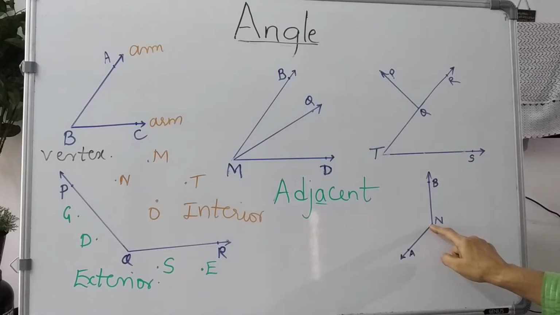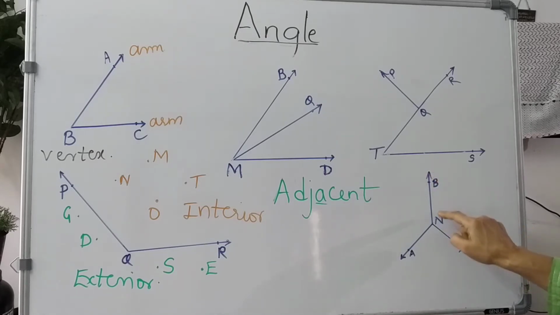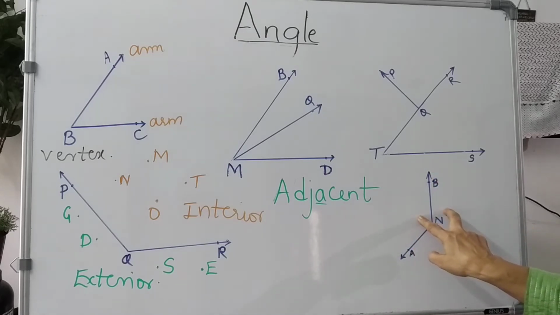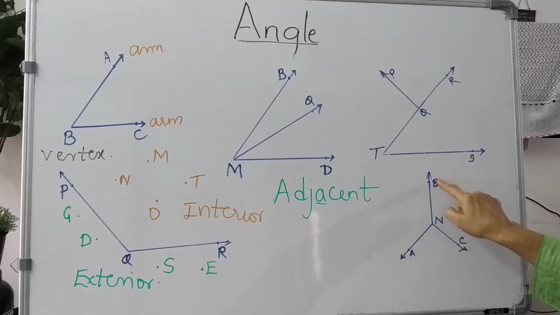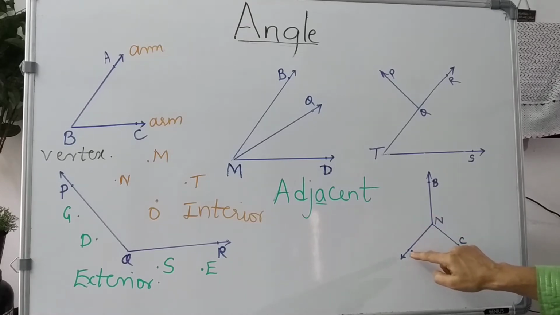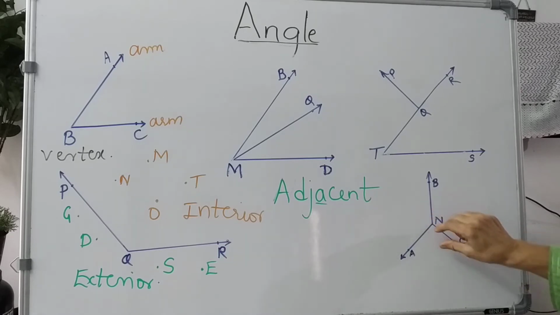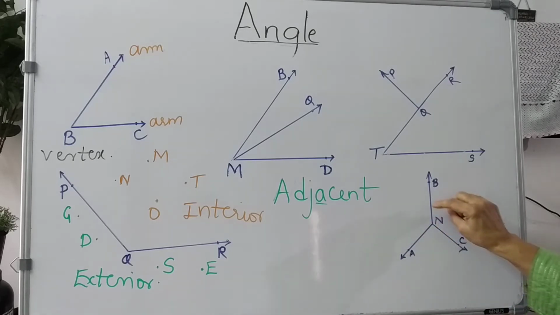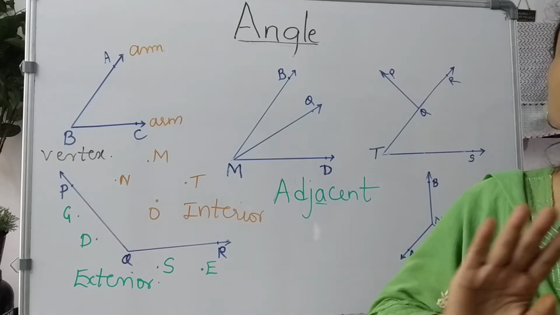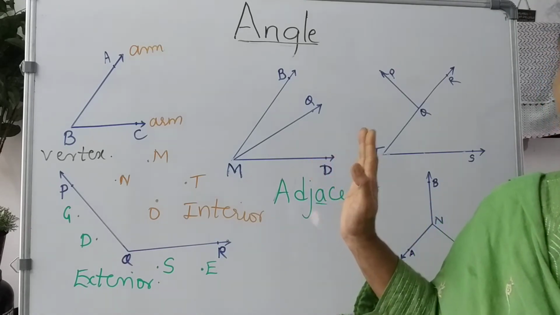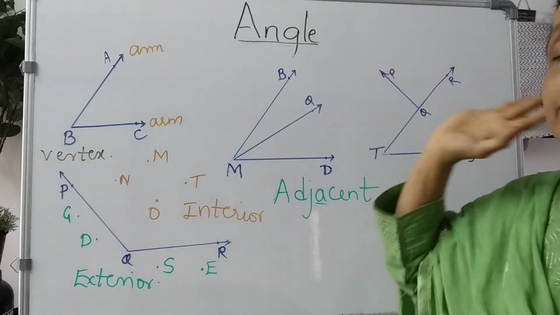Now look at this. Here there is a common vertex. This is the arm. So BC is adjacent to BA. These two are adjacent. Now this vertex is common, this arm is common. So BA is adjacent to AC. These two are adjacent. In the same way, these two are adjacent. All three are not adjacent, only two at a time are adjacent. Wherever there is a common vertex and a common arm, it is adjacent. I hope this concept is also clear.